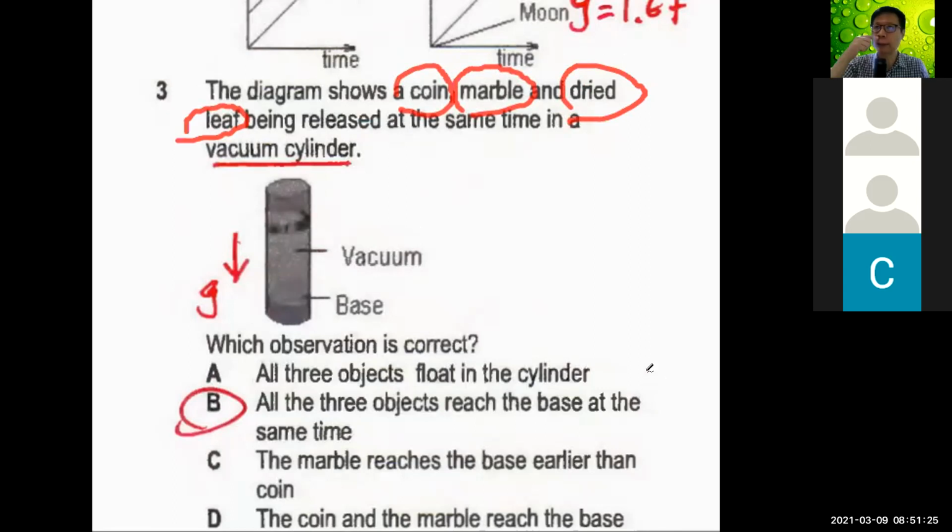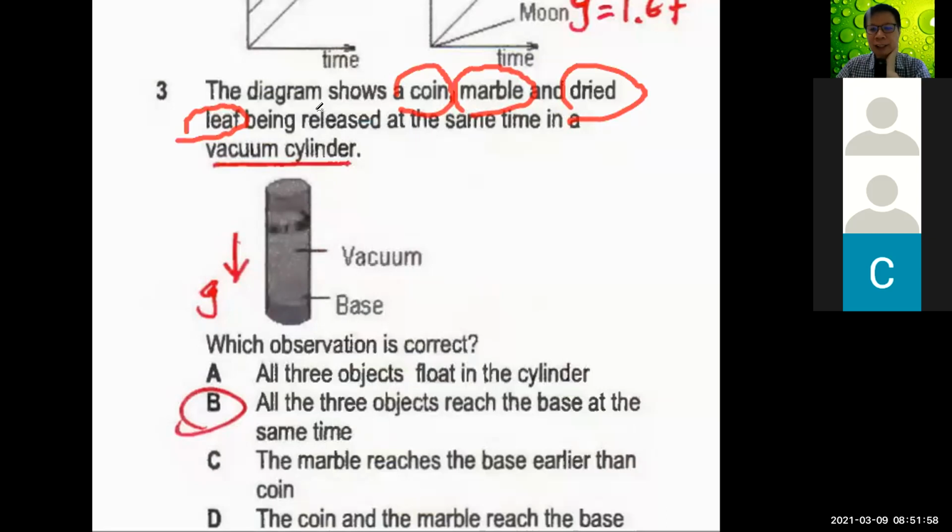When they are falling down in the vacuum cylinder, there is no air resistance. So with no air resistance, they will experience the same acceleration, the gravity 9.81. This is the reason why the 3 objects, regardless of their size and mass, will fall down with the same speed. Okay, class, bear in mind, this condition can only happen in free fall, meaning falling in a vacuum.